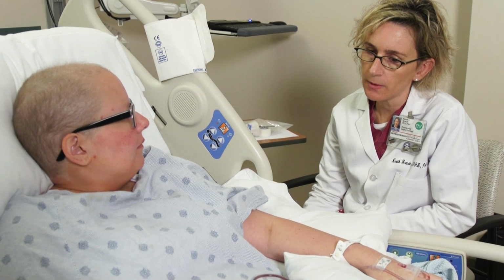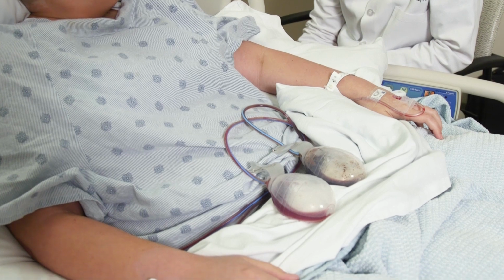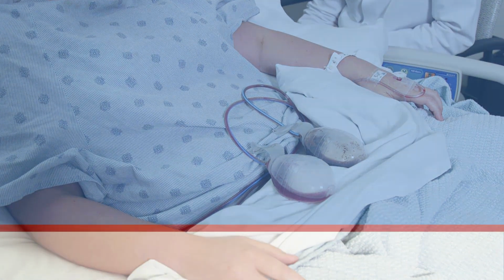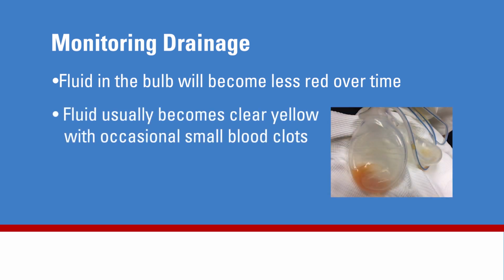The fluid in the bulb right after surgery is red. This is normal because the fluid contains some blood cells. It becomes less red over time. It usually becomes a clear yellow or cloudy fluid with occasional small red blood clots or pink fibrous tissue. This is a normal part of the healing process.